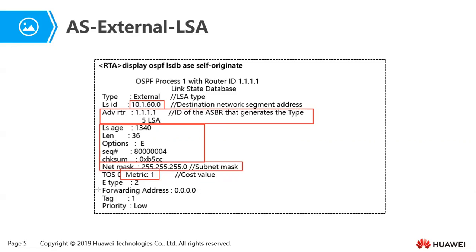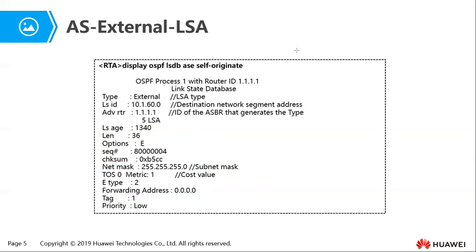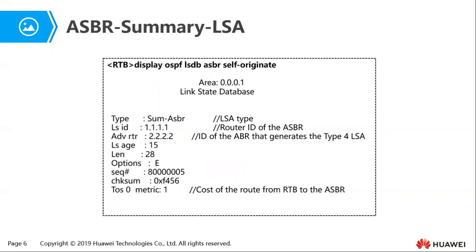Then watch this one here. This is called the forwarding address. Right now it's 0.0.0.0. In the coming slide, we are going to see how that can be used. Then we have what we call the tag. The default value is 1, and it's used especially for what we call routing policy. Later on, we are going to learn about routing policies, and you might see how that can change. Okay, so let's move on.